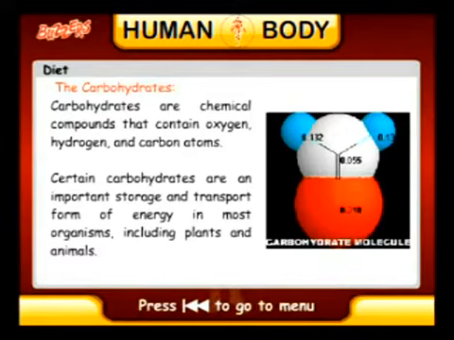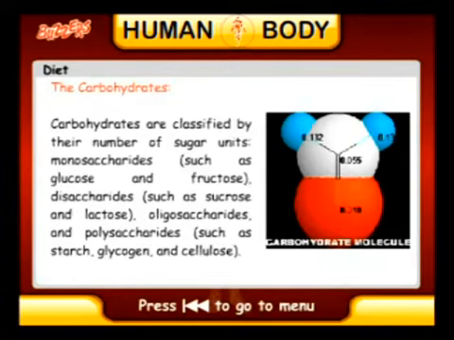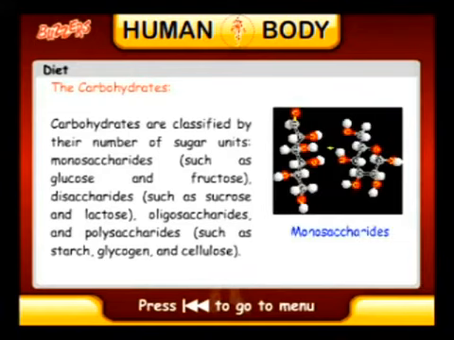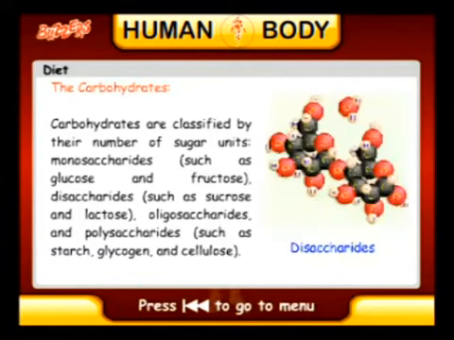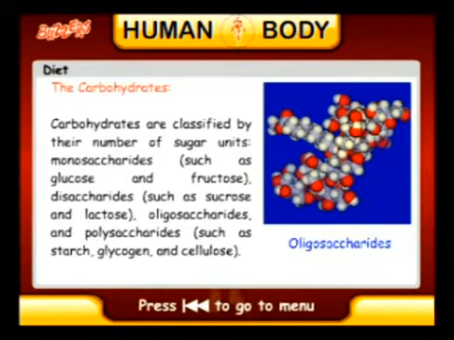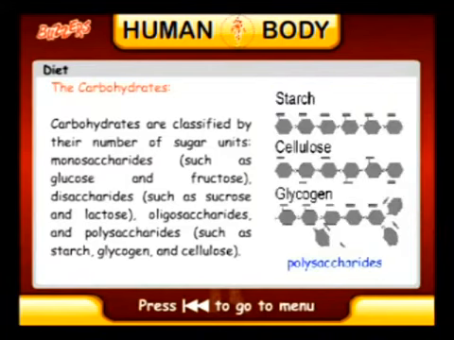Carbohydrates. Carbohydrates are chemical compounds that contain oxygen, hydrogen, and carbon atoms. Certain carbohydrates are an important storage and transport form of energy in most organisms, including plants and animals. Carbohydrates are classified by their number of sugar units: monosaccharides such as glucose and fructose, disaccharides such as sucrose and lactose, oligosaccharides and polysaccharides such as starch, glycogen and cellulose.